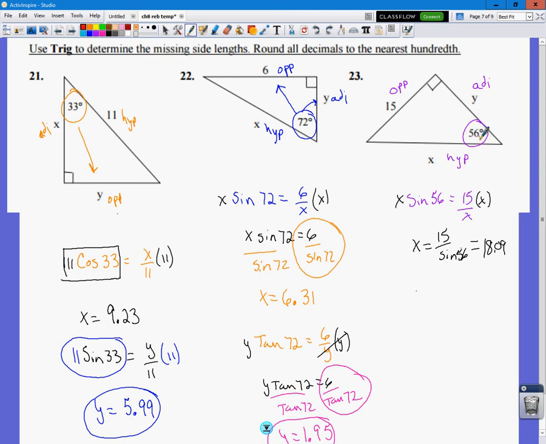So here we go. We're going to go find now y. Y is adjacent. Opposite is 15. Opposite and adjacent is a tangent function. The tangent of 56 is equal to 15 over y. We're going to multiply both sides by y. But then to get y by itself, I end up dividing this 15 by the tangent of 56. So I have 15 divided by the tangent of 56. So we'd key in 15, divide 56, tangent equals, and this comes up to 10.12.